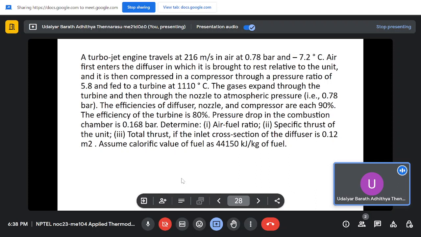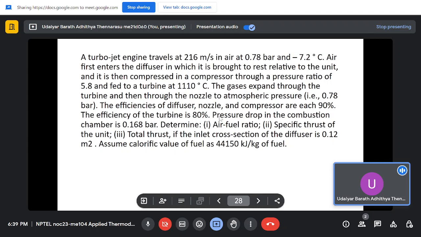So these are all what's happening in engines. The values are all given. The efficiencies, the pressure drop and the temperature are all given. So now we need to find out air fuel ratio, the specific thrust of the unit, the total thrust if the inlet cross section of the diffuser is 0.12 meters square. So specific thrust, air fuel ratio, total thrust, and then that's it.